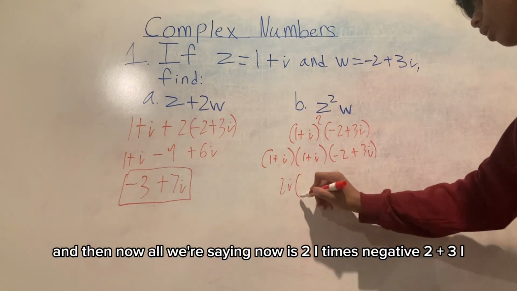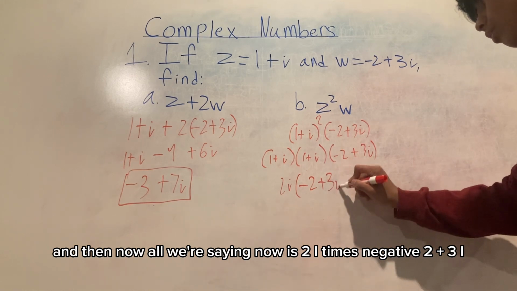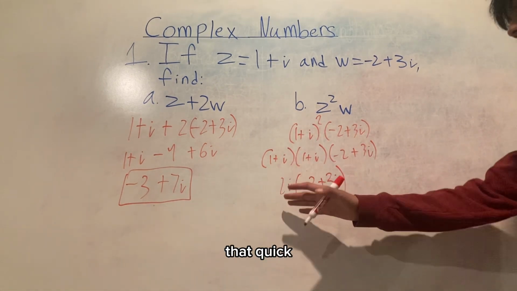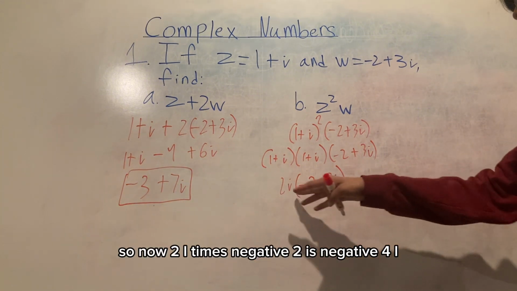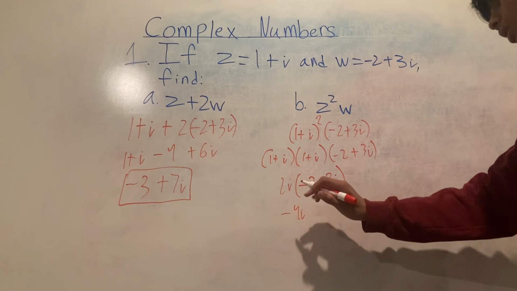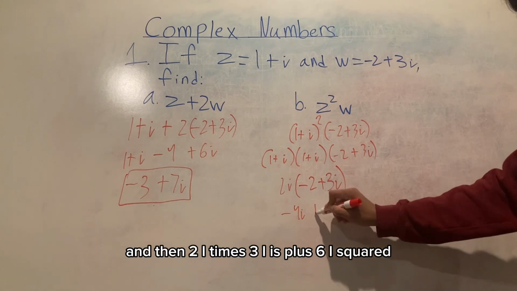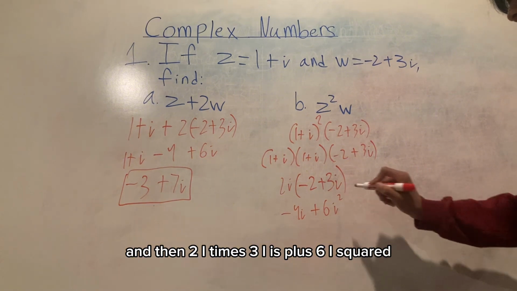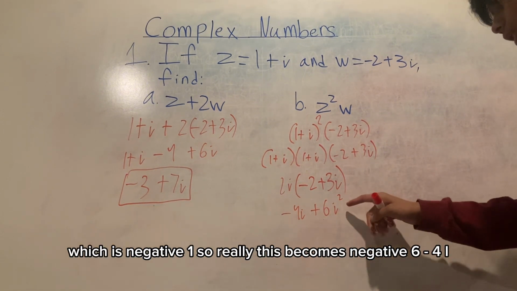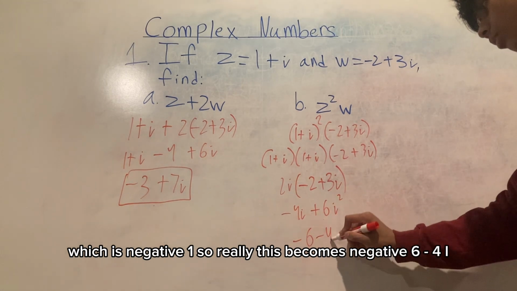And then now, all we're saying now is 2i times negative 2 plus 3i. So this whole thing just simplified down to 2i, that quick. So now 2i times negative 2 is negative 4i. And then 2i times 3i is plus 6i squared. But once again, we have i squared, which is negative 1. So really, this becomes negative 6 minus 4i.